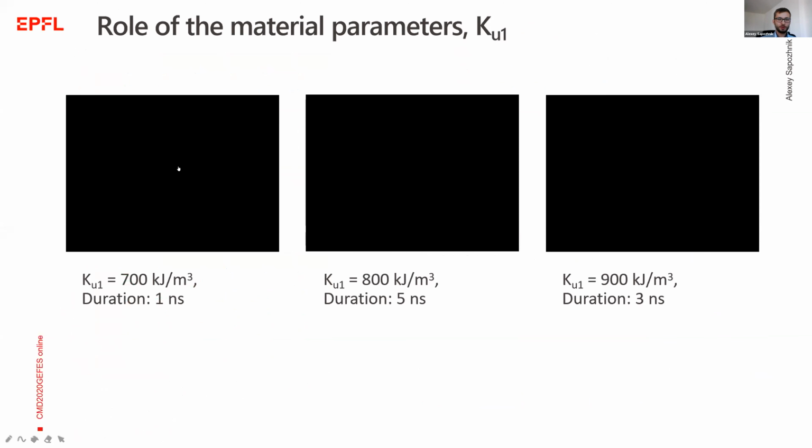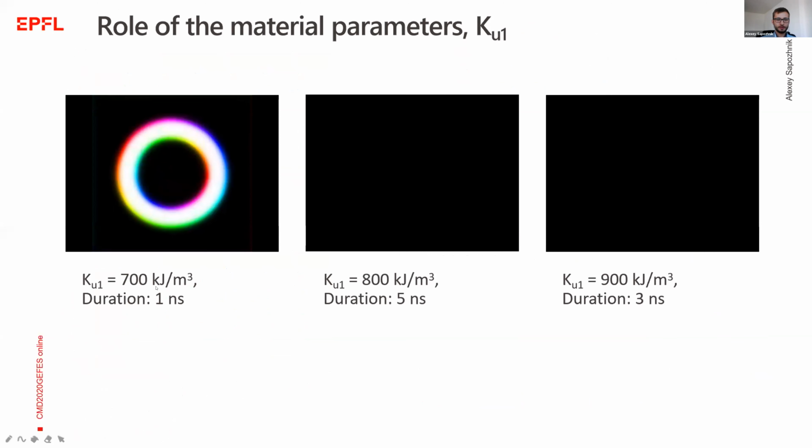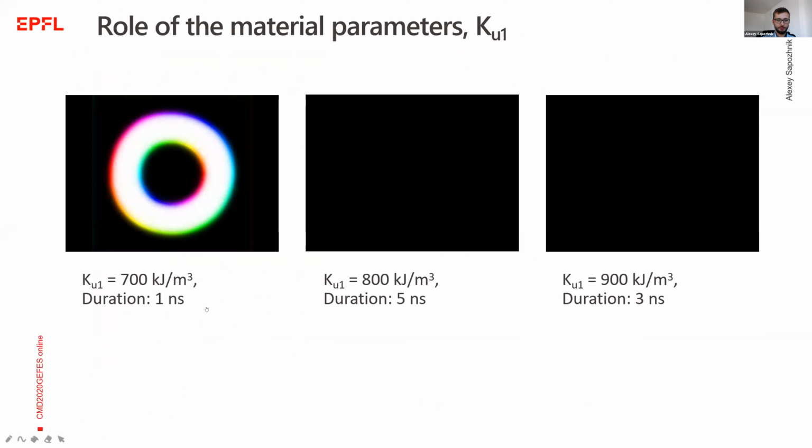Also, anisotropy plays an important role. And at a moderate anisotropy of 700 kilojoule per square meter, the final magnetic configuration is a skyrmonium. If the anisotropy is increased, then the skyrmonium collapses to a skyrmion. And for even higher anisotropy, as we will see in a moment, the magnetic structure disappears and the sample ends up in a homogeneous magnetic configuration.